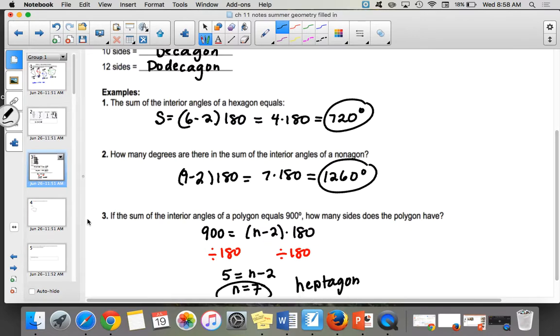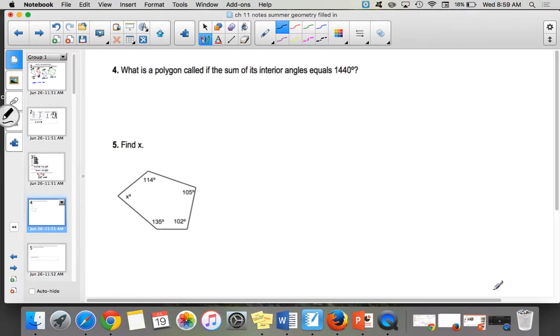All right. So I guess same idea here. It says, what is a polygon called if the sum of its interior angles equals 1440? So we do 1440 equals n minus 2 times 180, because we need to figure out how many sides it has. So when I do 1440 and I divide by 180, I get 8 equals n minus 2. So n is equal to 10. So what is it called then? Decagon. Good. Does this make sense? Yeah, it's not too bad.